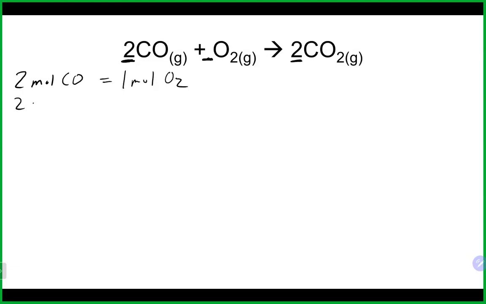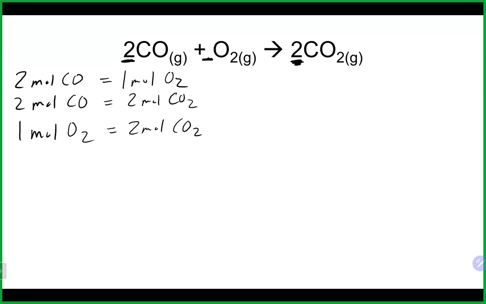If I put in 2 moles of CO, how many moles of CO2 will I get out? It is 2, again just the coefficient. So I would get 2 moles of CO2 out. If I put in 1 mole of O2, how many moles of CO2 will I get? I will still get 2 moles of CO2. So from this one equation, we have basically 3 equalities that we could use in a problem.